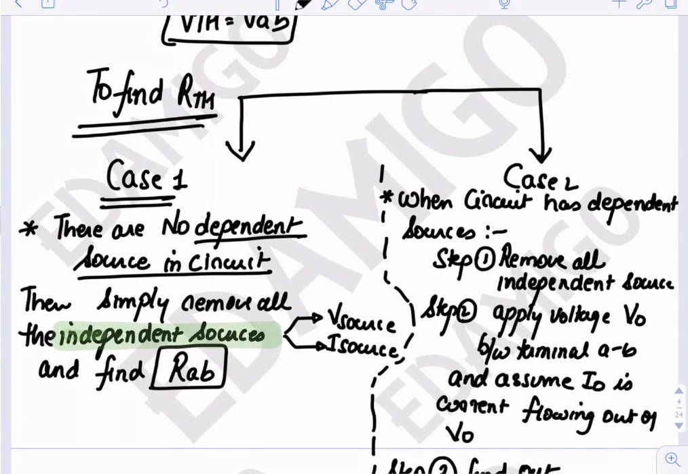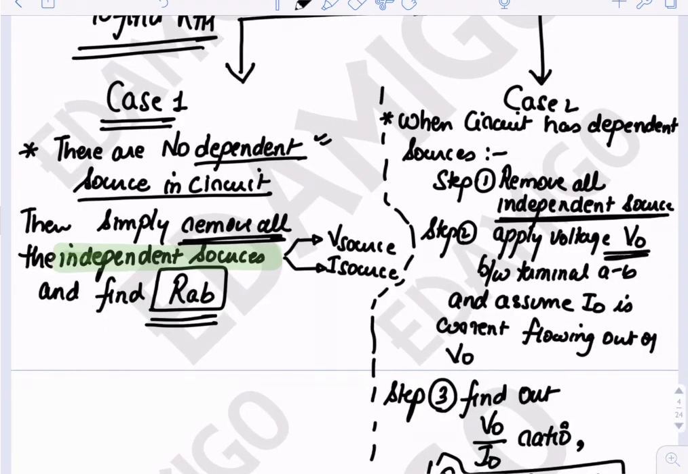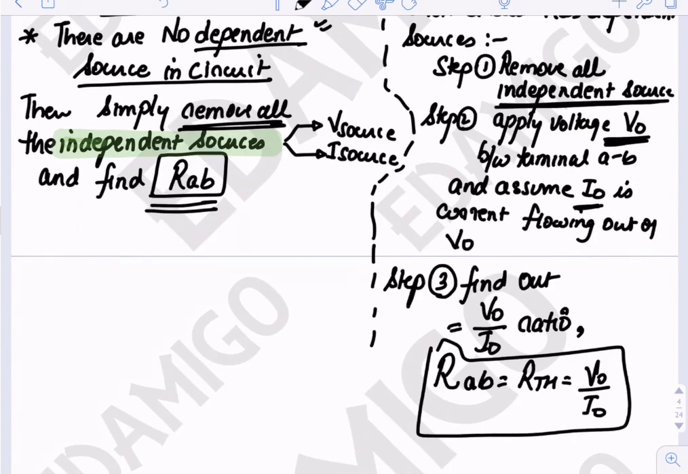To find out RTH, there are two cases. Case 1 is there are no dependent sources in the circuit. Then we will simply remove all the independent sources and find out RAB. Case 2, when the circuit has dependent sources, we will remove only the independent sources. Dependent sources will not be removed. Now apply voltage V0 between the terminals A and B. Find out the current I0 flowing out of this voltage V0. Find out the ratio VO upon IO, and that is your result of RTH.